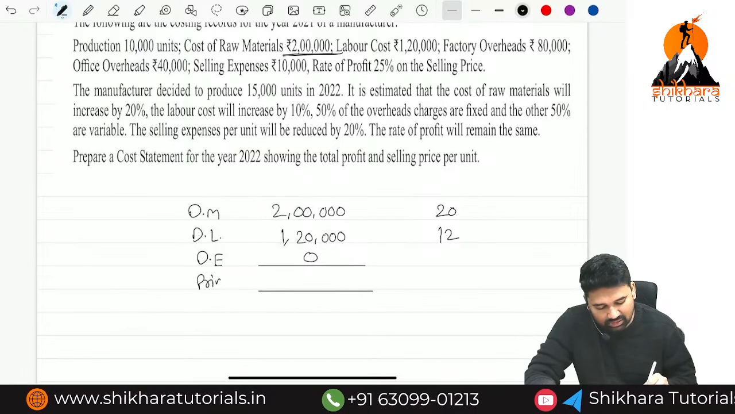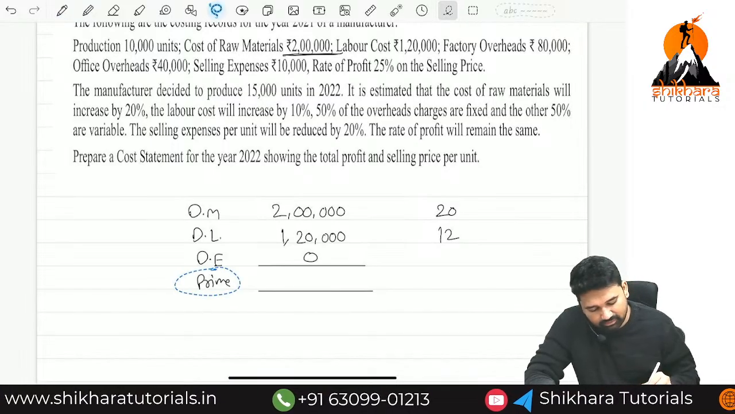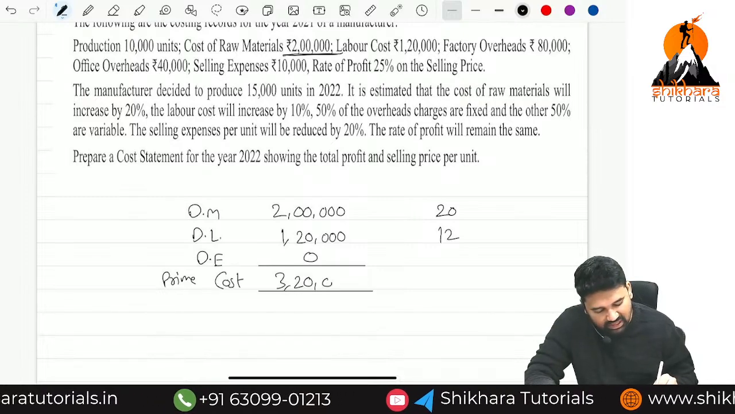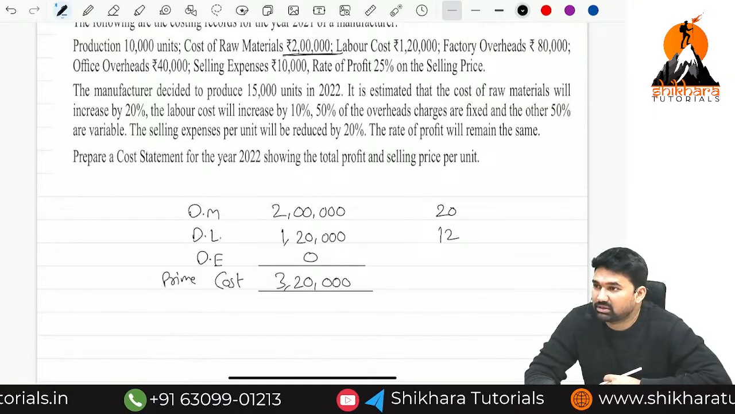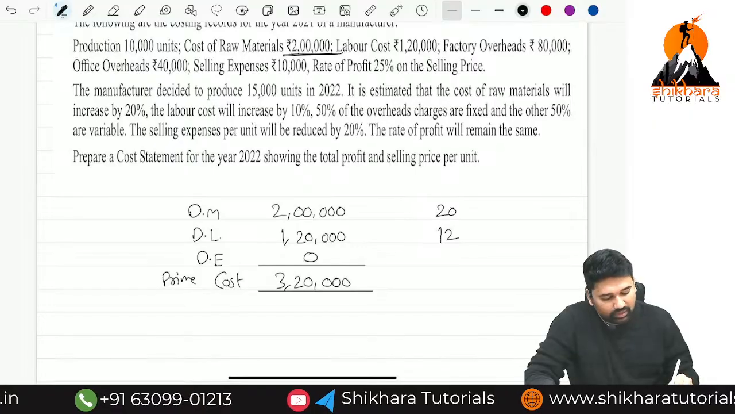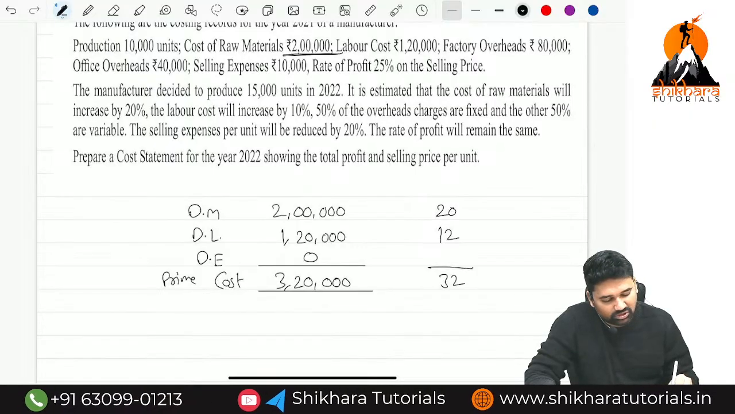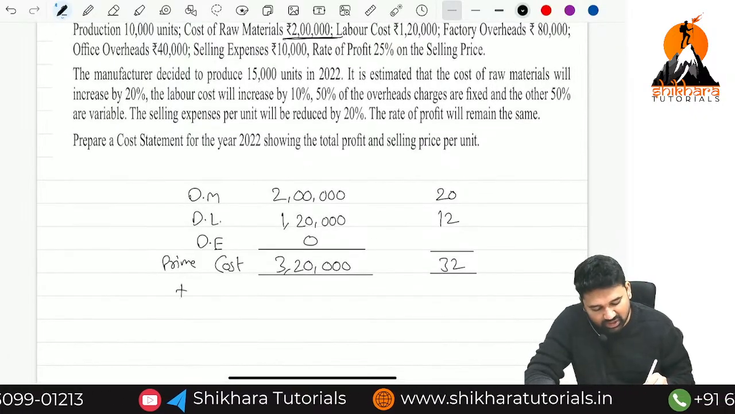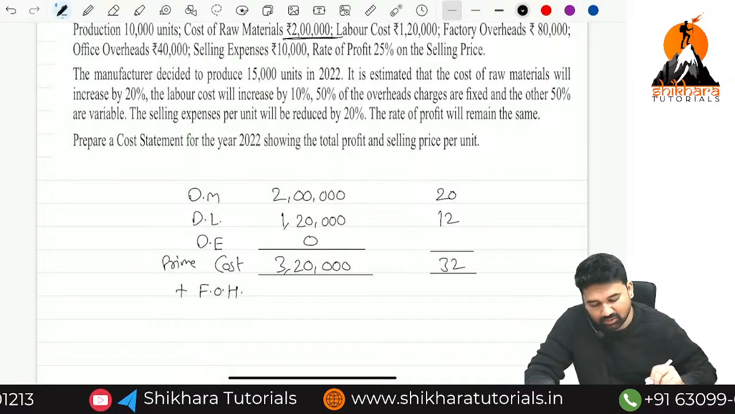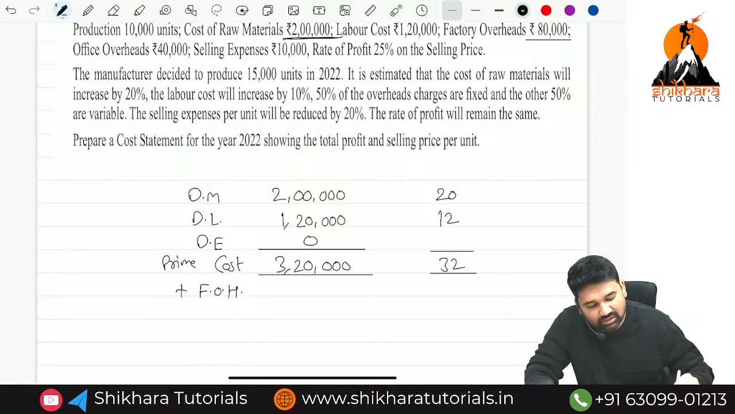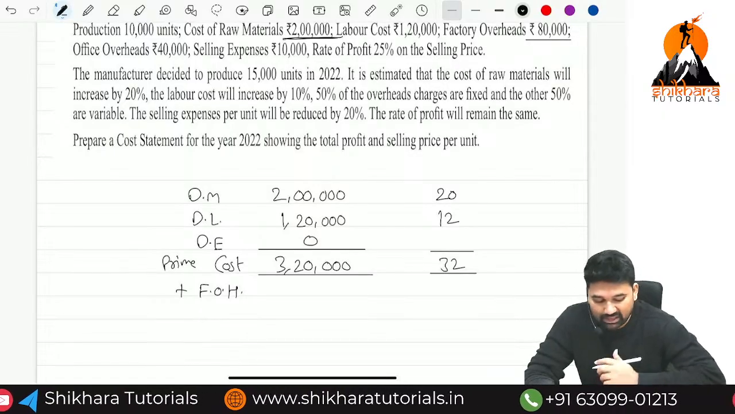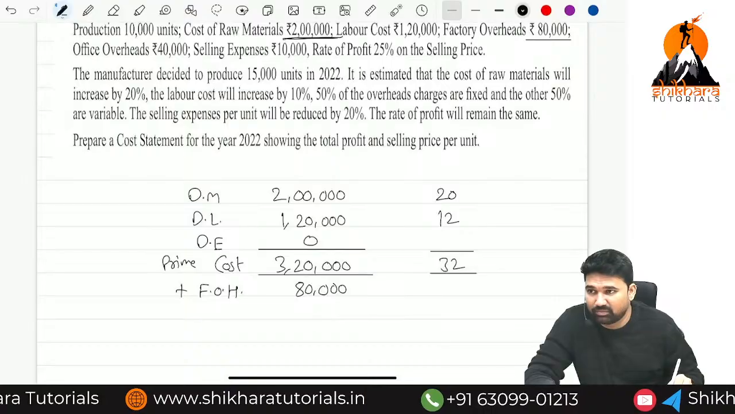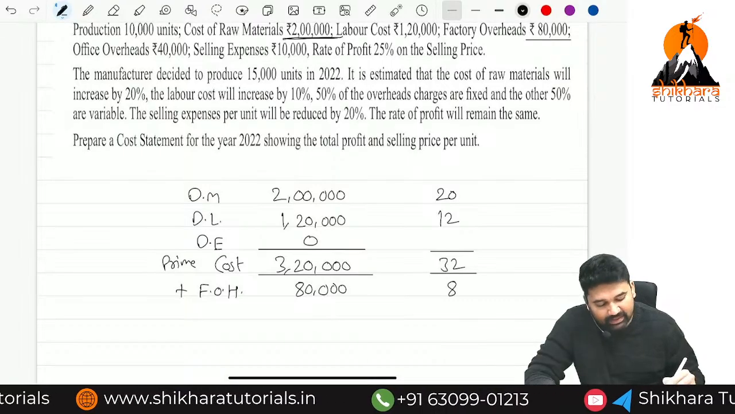And the result we will call prime cost. How much? 3 lakhs 20,000. So 32 rupees is the prime cost per unit. And just after arriving at prime cost, what do we need to do? We have to add factory overheads. How much is factory overheads? 80,000 for 10,000 units. Then for 1 unit, it will be 8.